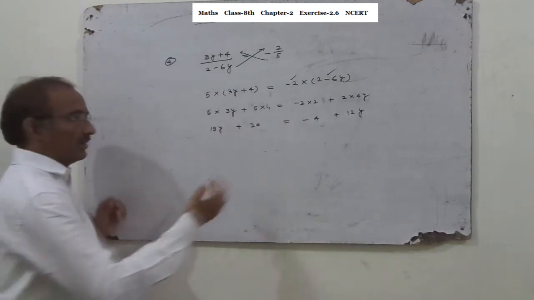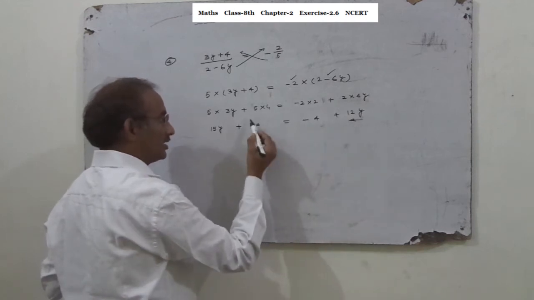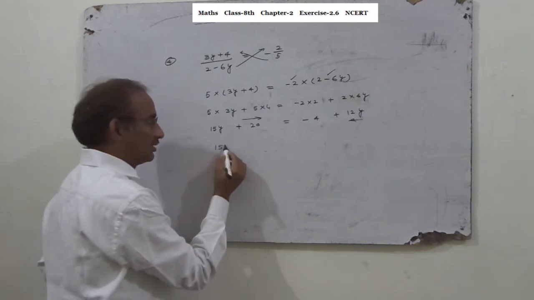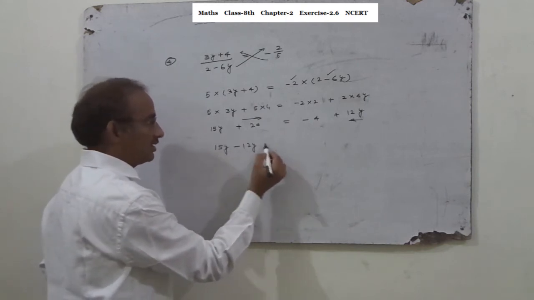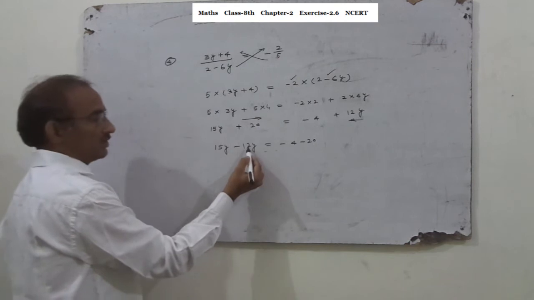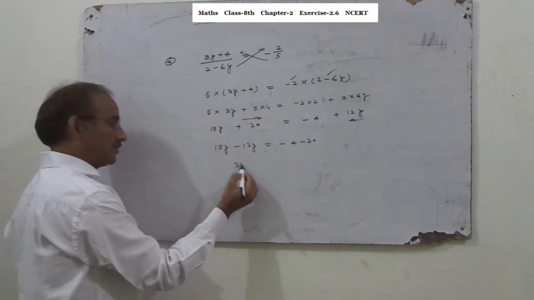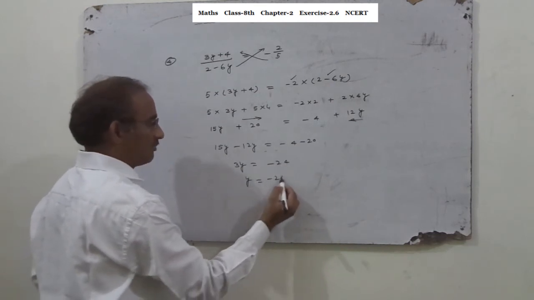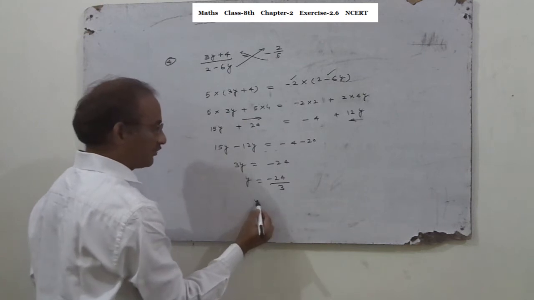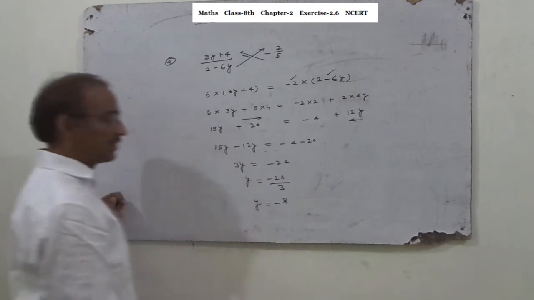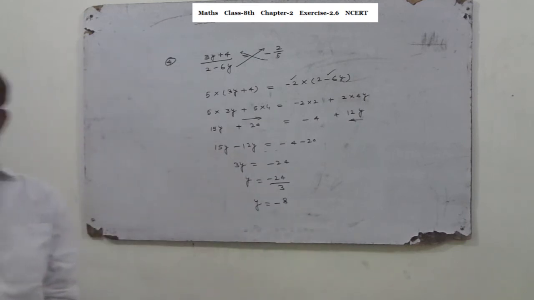Now transposing 12y to the left hand side and transposing plus 20 to the right hand side, we get 15y minus 12y equal minus 4 and minus 20. Subtracting 12y from 15y, we get 3y equal minus 24. So y equal minus 24 divided by 3. Hence y equal, 3 eights are 24. So it will be minus 8. This is our answer.